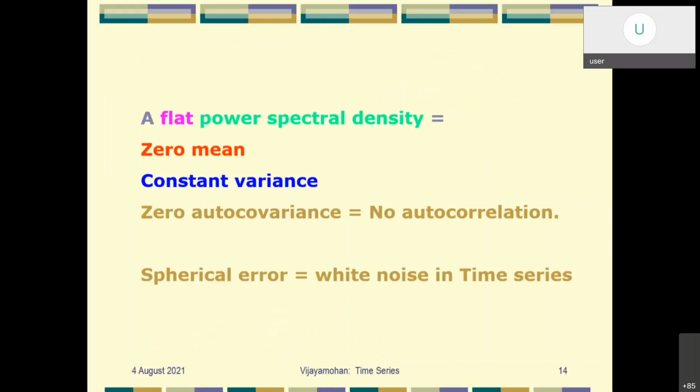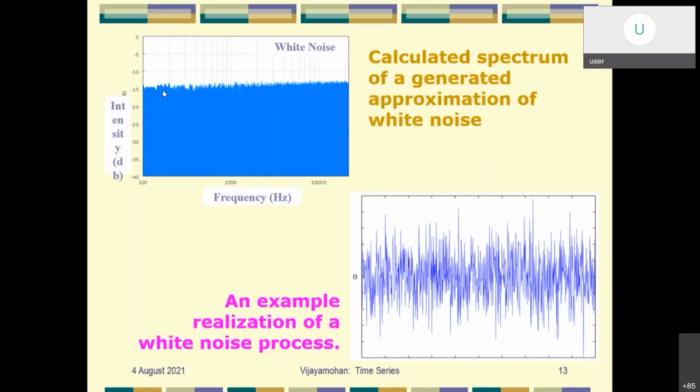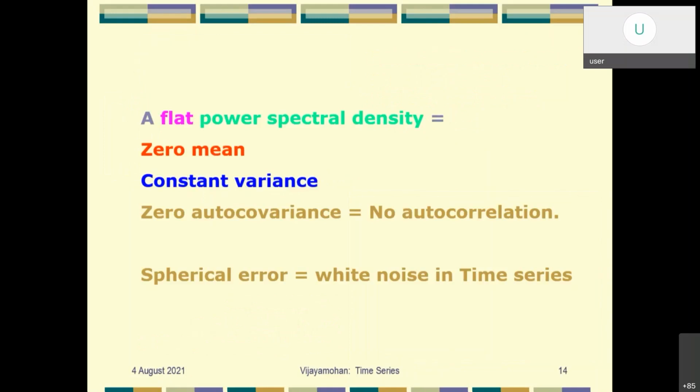The property of the white noise process, see, as this spectrum shows, this has a flat spectrum. A flat power spectral density implies that the distribution of the white noise has a zero mean, a constant variance, and a zero autocovariance, which shows that there is no autocorrelation. And now you are familiar with this noise term, with these properties.